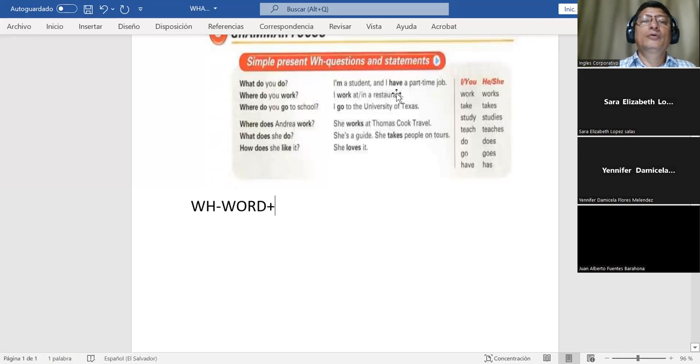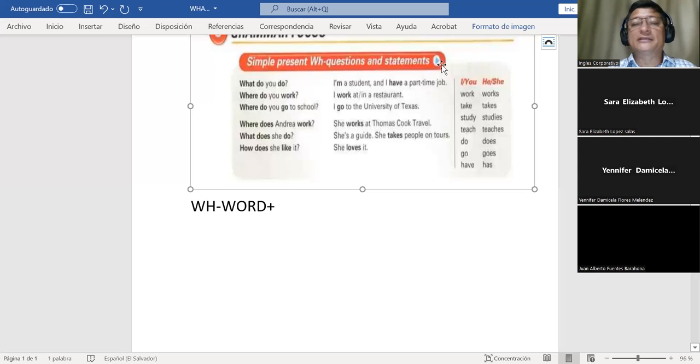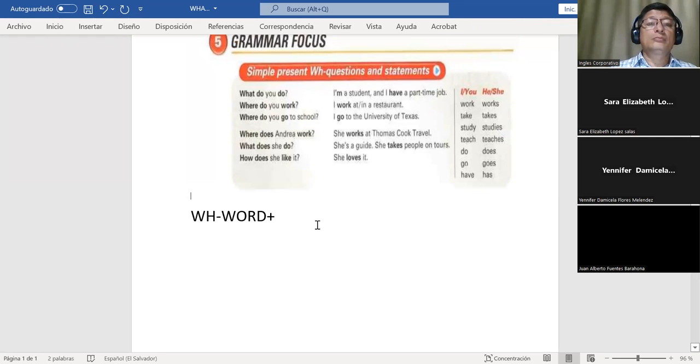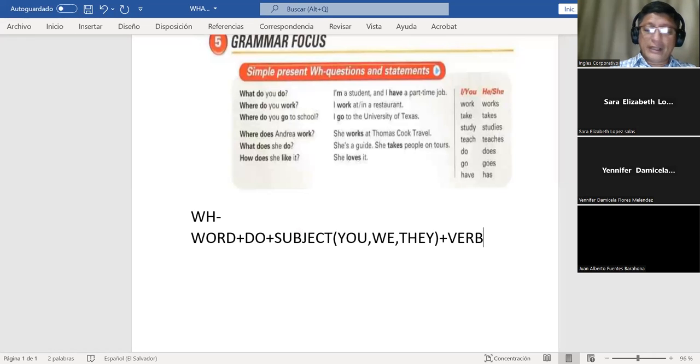First, we're gonna talk about the simple present, WH questions and statements. This is the grammar pattern. We're going to use a WH word plus do, plus subject, that can be you, we, they, plus a verb. And also, in some cases, a complement.